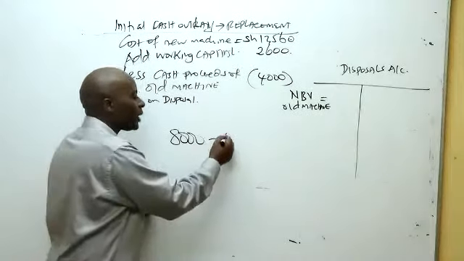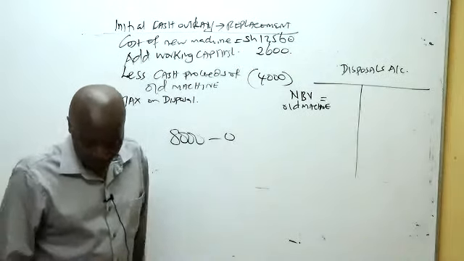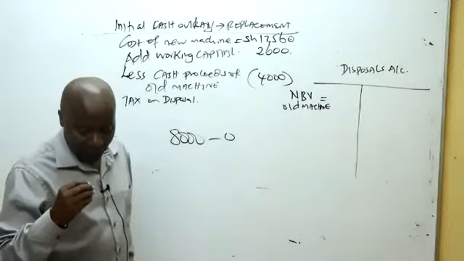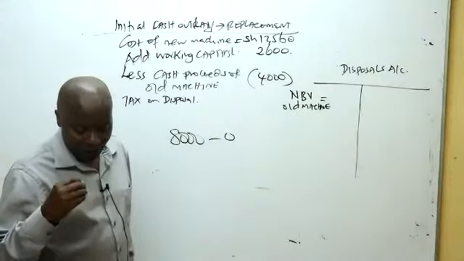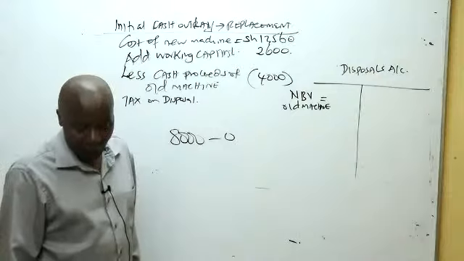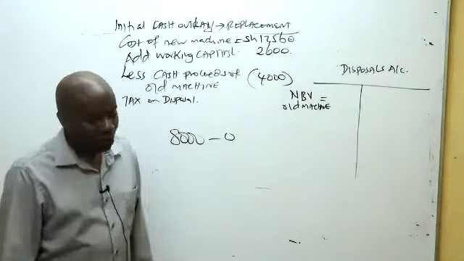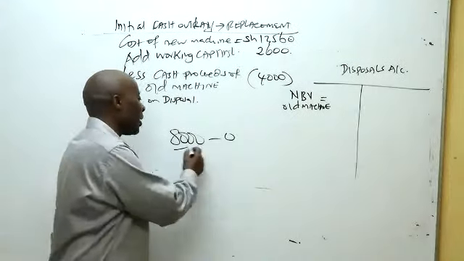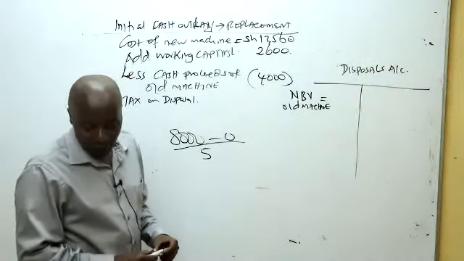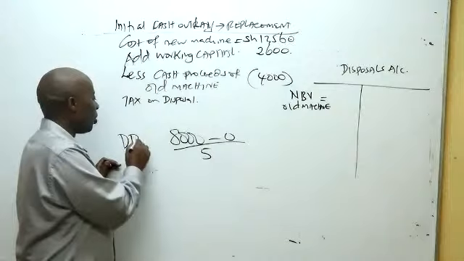We are told in this case here, the old machine does not have any scrap value. If you read that question very well, the first paragraph, the third sentence, the existing machine was estimated to have a useful life of 5 years ago with no salvage value. So it doesn't have any salvage value. So divided by what year? 5 years. Could you kindly give me this figure? This is depreciation per annum.